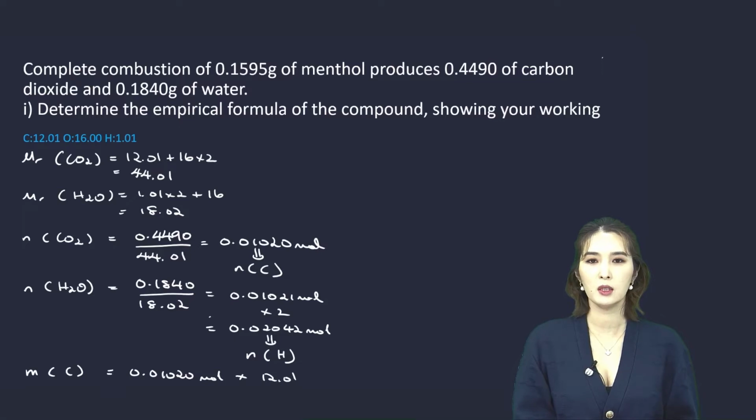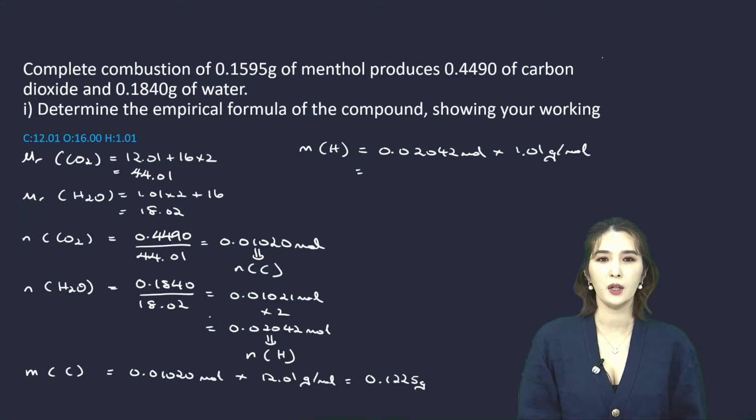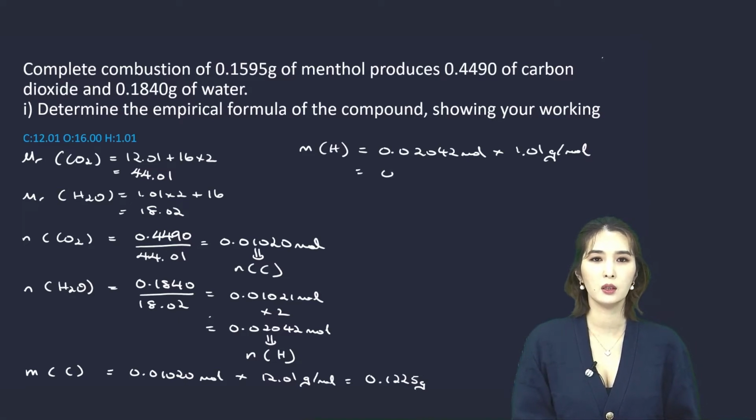So we multiply carbon's moles, which is 0.01020, by the molar mass, 12.01, and that gets us 0.1225 grams. That's the amount of carbon in menthol. Now, to find the mass of hydrogen, we multiply the 0.02042 moles by the molar mass of hydrogen, which is 1.01. And that gives us the mass of hydrogen as 0.02062 grams.